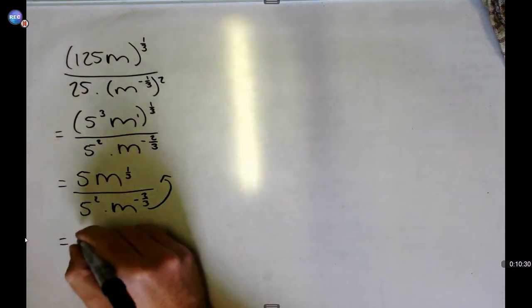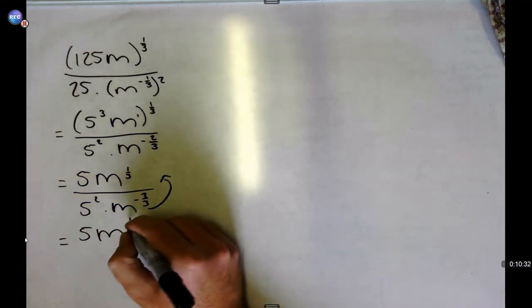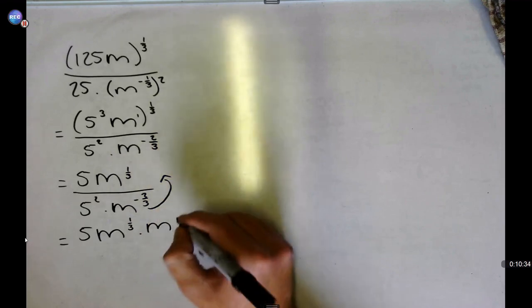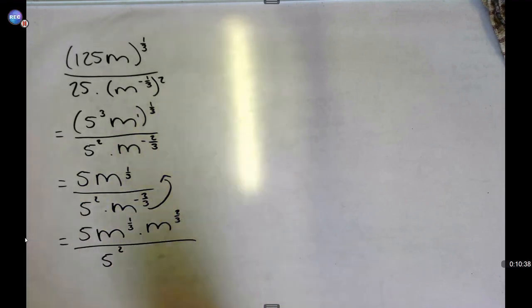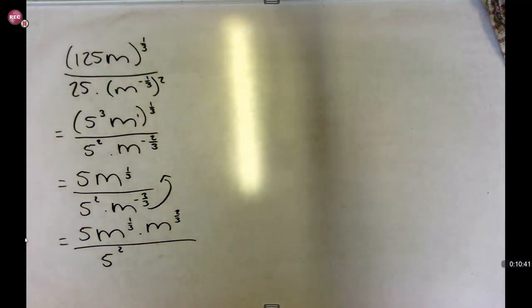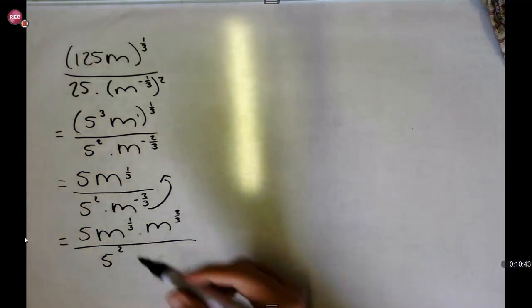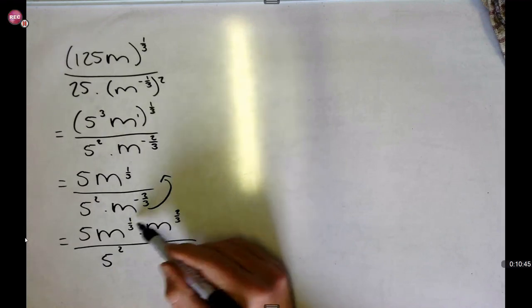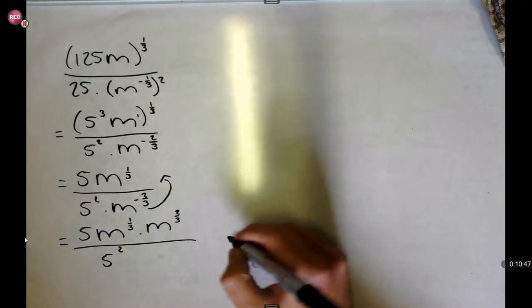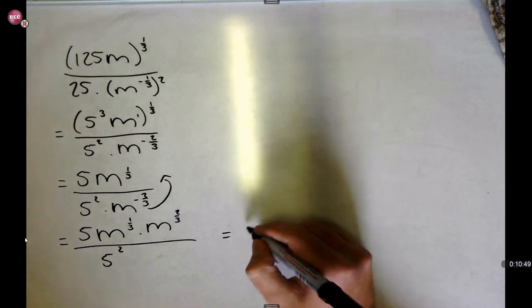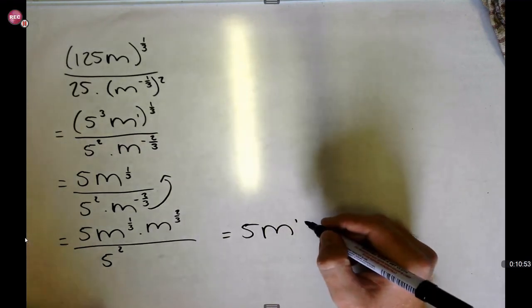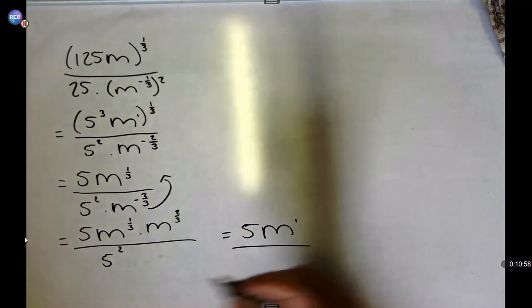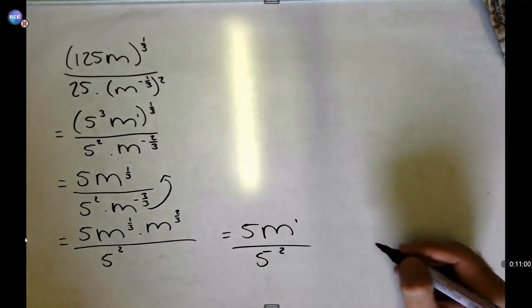So what will happen now is you'll have 5 m to the power of a third times m to the power of 2 over 3 there. And then 5 squared at the bottom. Okay? 5 squared at the bottom. If you add these two together, you will get the following. I'm just going to move on here to the side. You'll get 5m to the power of 1. Because 1 plus 2 is 3. 3 divided by 3 gives me 1. At the bottom you'll have 5 squared left as is.